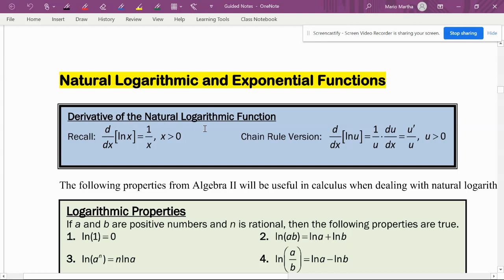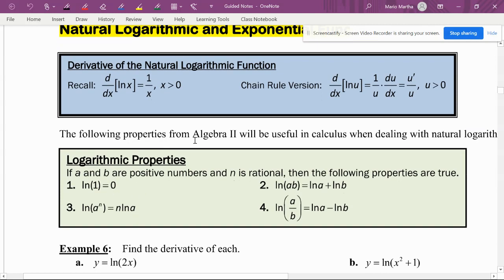So the derivative of the natural logarithmic function, recall from before we learned that the derivative of the natural log of x is just 1 over x, right? And then the chain rule version: the derivative of the natural log of u is equal to 1 over the function itself, u, times the derivative of u over dx, which is just u prime over u. So that simplifies it a little better for all of us, right?